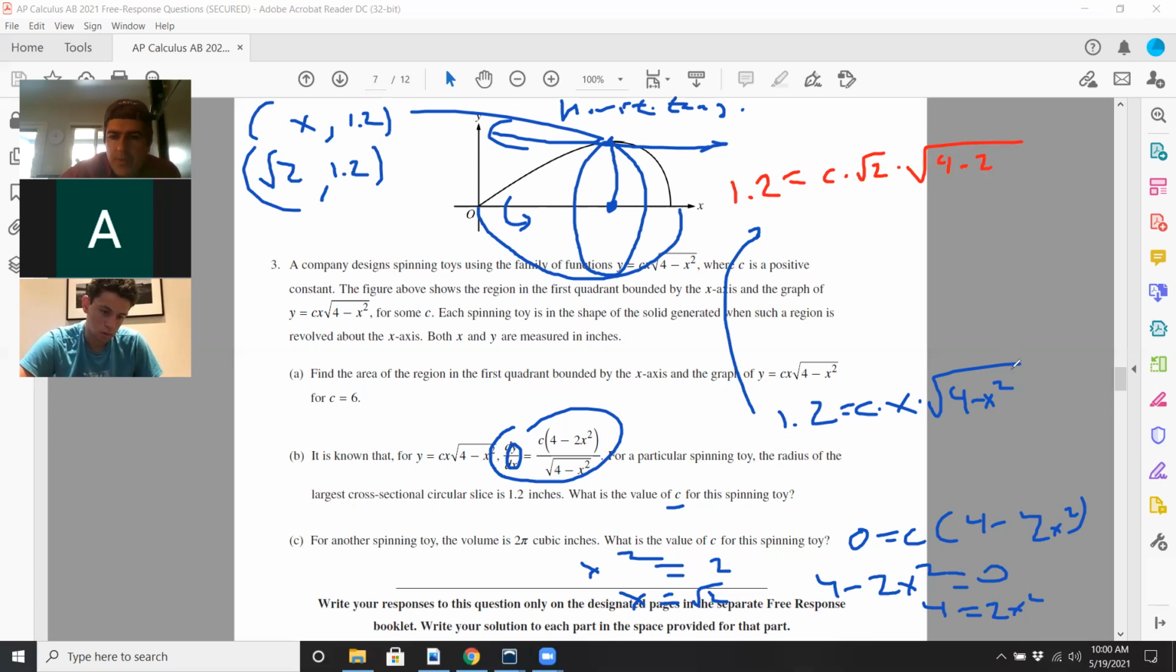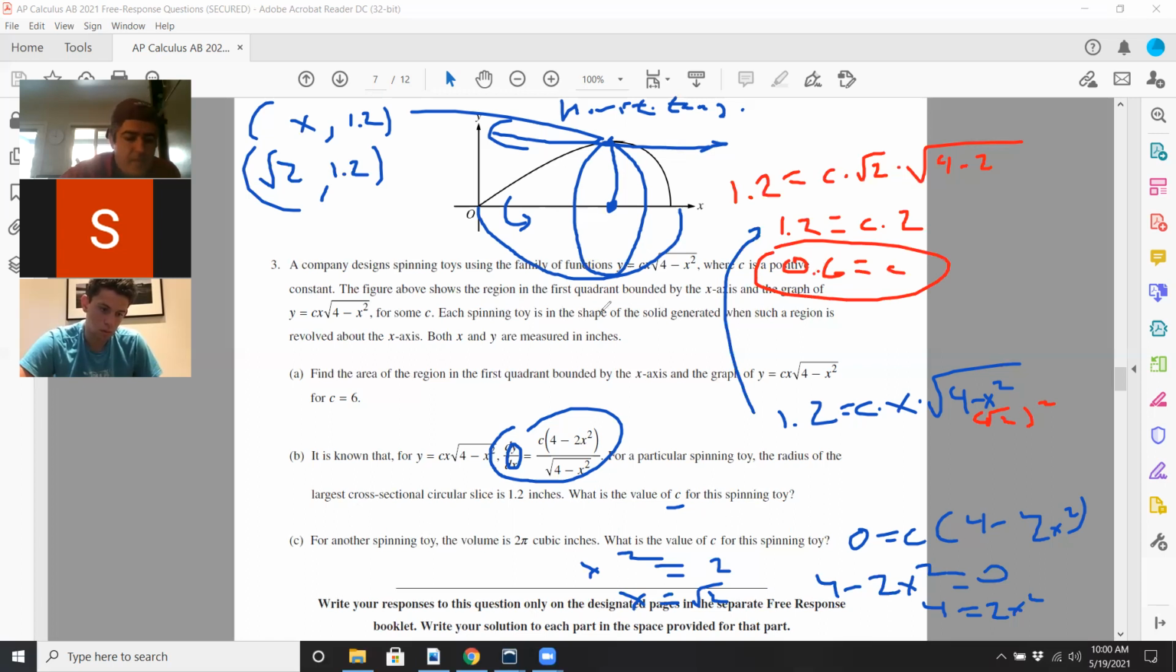And then you have to square the root 2, because root 2 squared is just 2 straight up. So you have c times 2. So c is 0.6. Yeah, c is 0.6. That's kind of crazy, right? Okay, well, that's what I got for c.